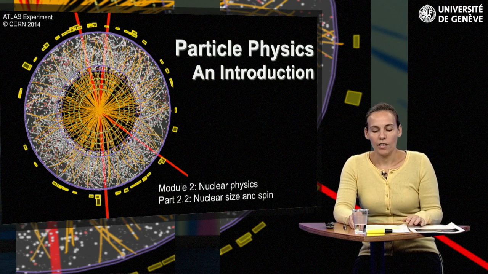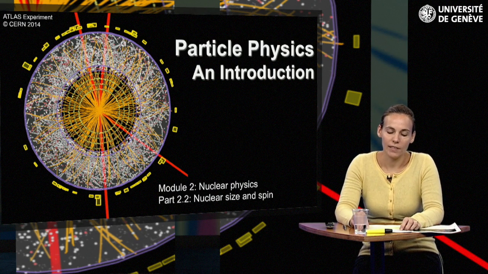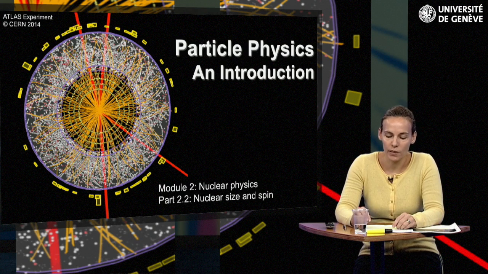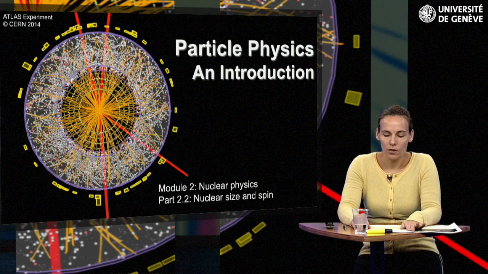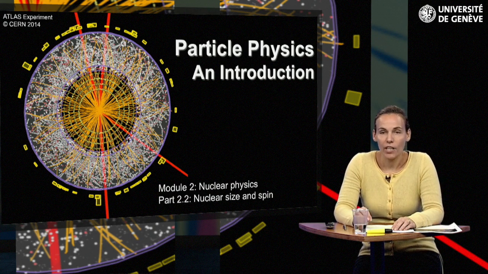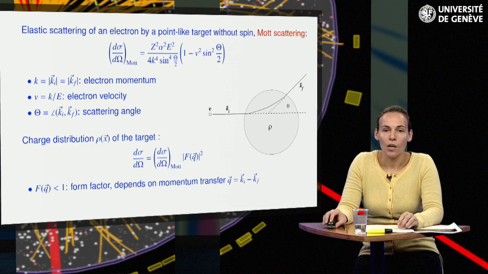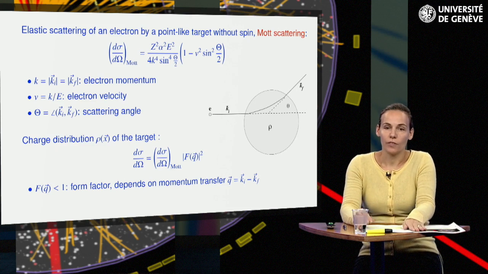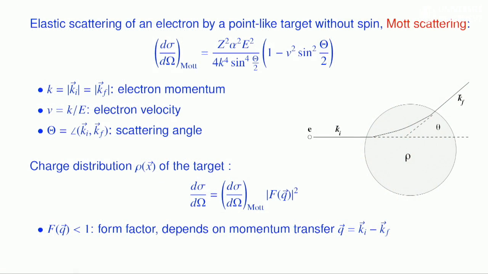For the nucleus, we do not have a simple description of its action, so we must interpret the results of experiments which probe the distribution of nucleons inside the nucleus. It would be unwise to use hadronic probes to do so because they are sensitive to the nuclear force. High-energy electrons, on the contrary, can penetrate inside the nucleus and the scattering maps out the charge distribution of the target. The cross-section for a point-like target without spin is given by the Mott formula displayed here.